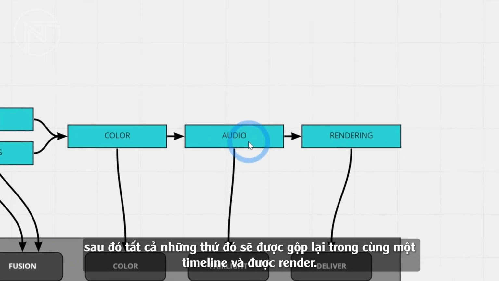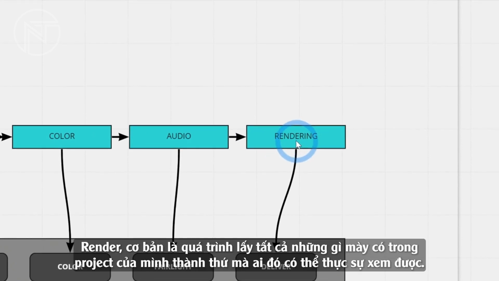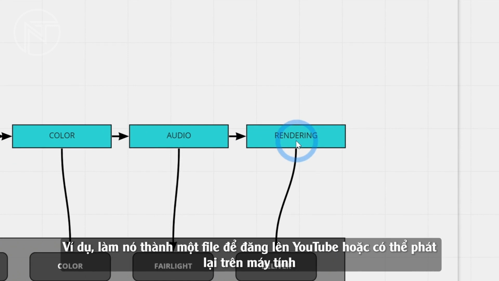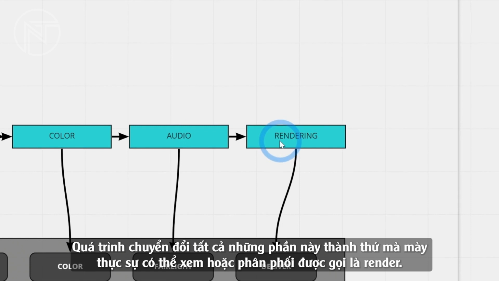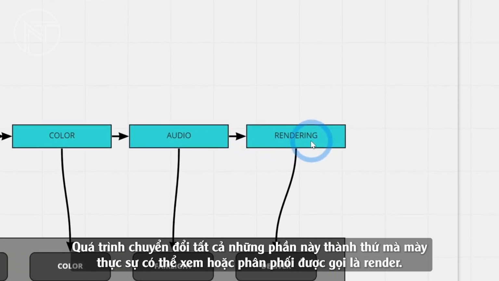Then all of that stuff goes together in the same timeline and it's rendered. Rendering is basically just taking everything that you have in your project and making it so somebody can actually see it. So it's making it into a file for YouTube, or that you can play back on a computer, or even making something like a DVD. That process of converting all of these pieces into something that you can actually watch or distribute is called rendering.